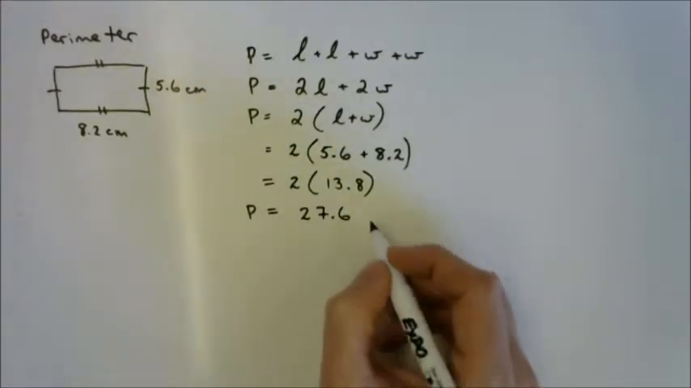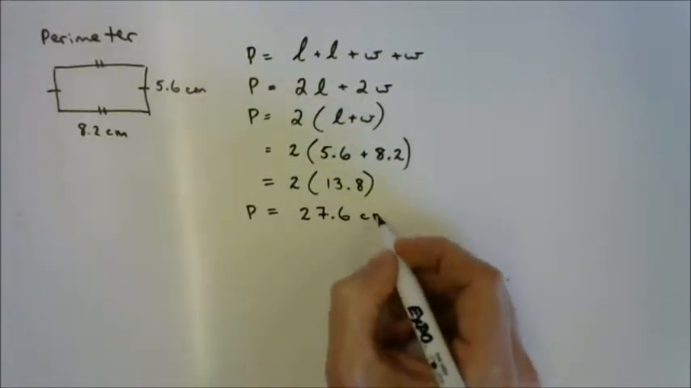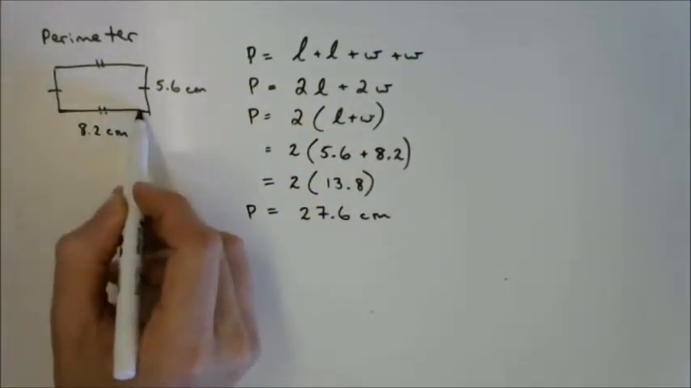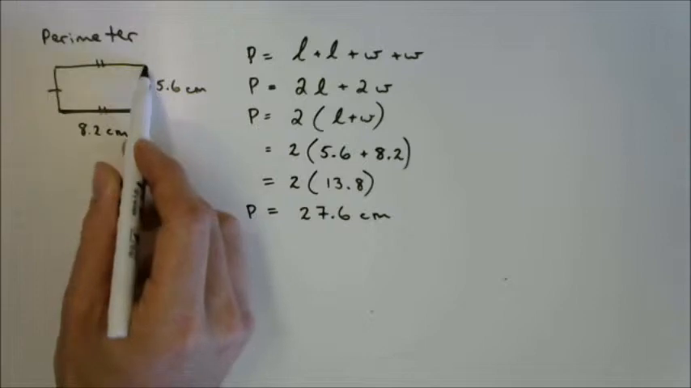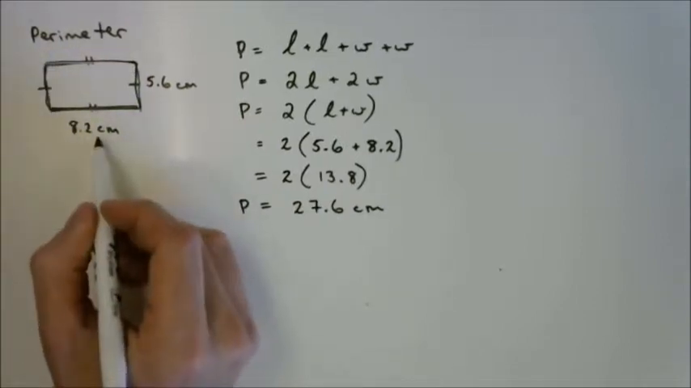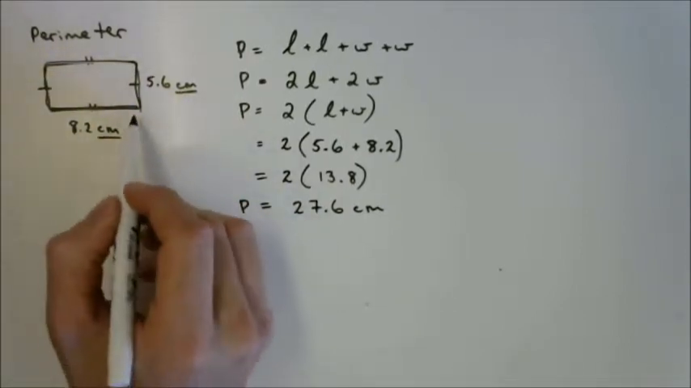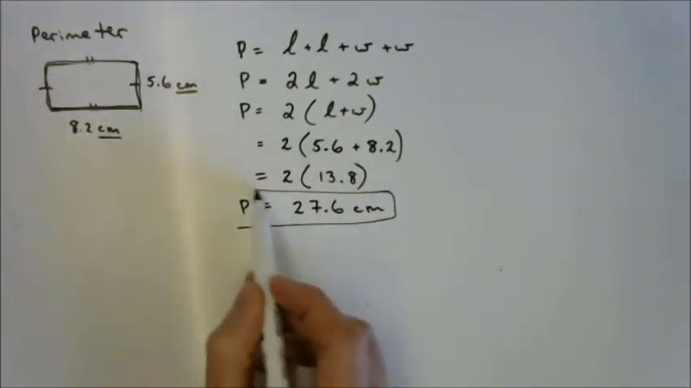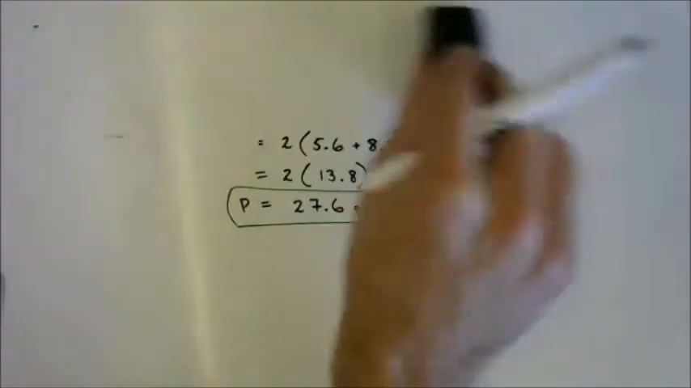And what units are we using? Centimeters. And since perimeter is just the distance around, so it's just length plus length plus length plus length, then we still are just using centimeters. It's still just measured in centimeters all the way around. Okay, excellent. Good job.